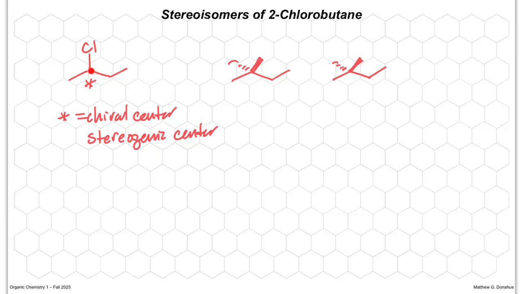So we know that the carbon's sp3 hybridized. That means it's tetrahedral. You have a bond coming out and a bond going back. And so we can put a chlorine coming out, an H going back, or we can reverse it. Chlorine going back, H coming out. So name-wise, they're both called 2-chlorobutane.